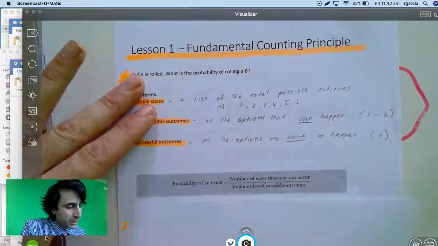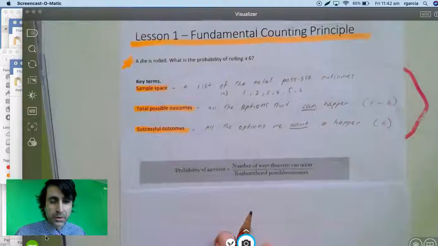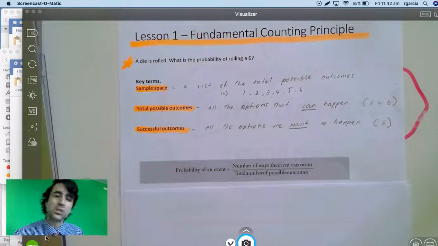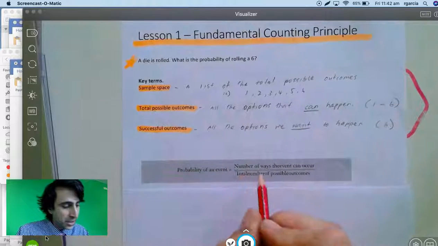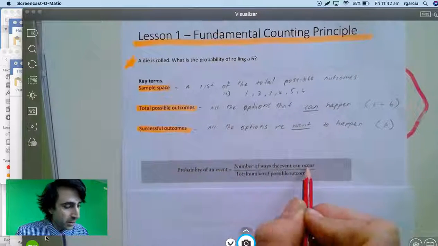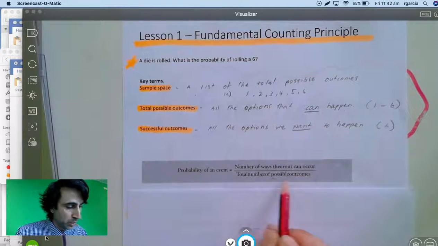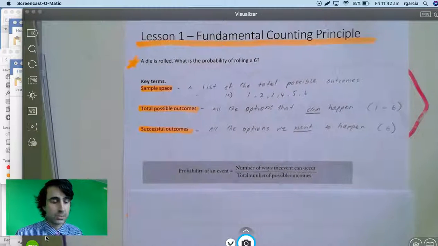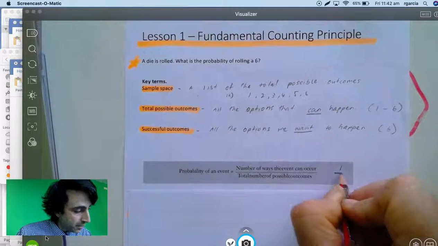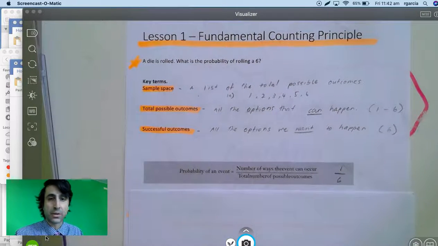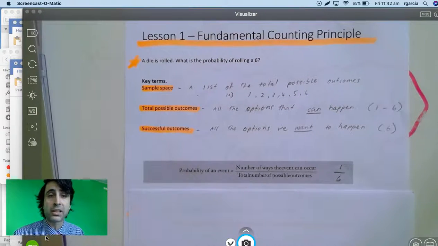So then we look at, well, what exactly is probability? And probability, if you think about it, is the chance of this happening. It's a 1 in 6 chance. Well, that's just the number of ways the event can occur. In other words, the successful outcomes divided by the total possible outcomes, which is one successful outcome divided by 6 possible outcomes.